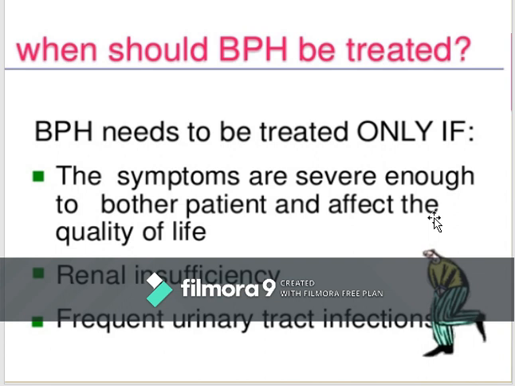You are currently getting urinary tract infections. You have symptoms like abdominal pain, fever, fatigue due to urinary tract infection, and hematuria, which affect the quality of your day-to-day life. Then it needs to be treated. If you have renal insufficiency, that is, your kidney performance will be affected later on after a period when you are not able to urinate properly. So this also I have mentioned.